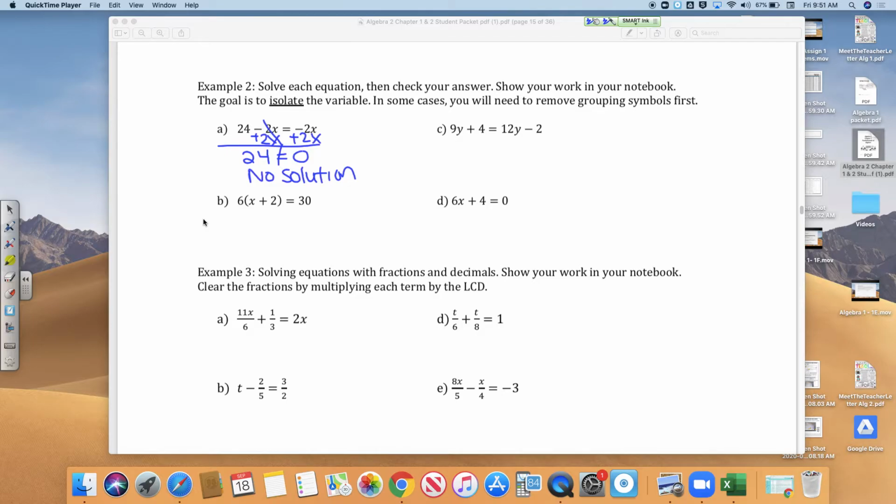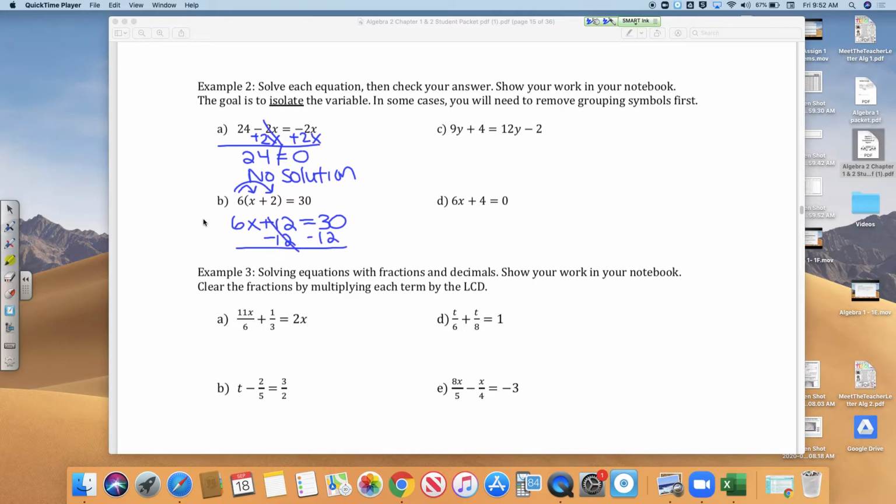In the next one, letter B, below it, the first thing that I like to do is get rid of the parentheses by using the distributive property. So I'm going to multiply 6 times x and 6 times 2. And I get 6x plus 12 equals 30. The next thing I like to do when I'm solving equations is get rid of any of the addition or subtraction, because this equation says 6 times what number plus 12 equals 30. Well, let's get rid of that plus 12 part so we can just figure out 6 times what number is equal to whatever number is on the right. So I'm going to subtract 12 from both sides.